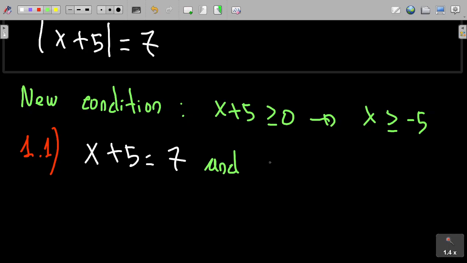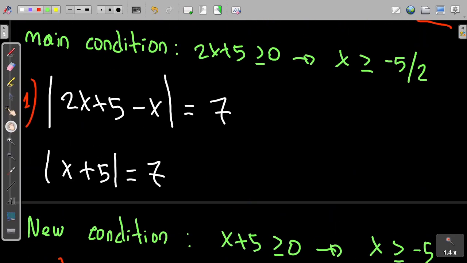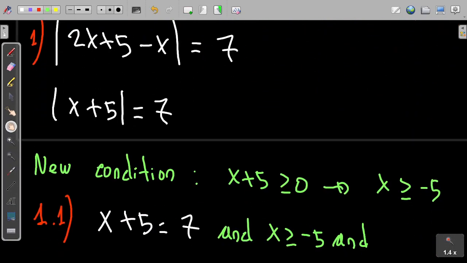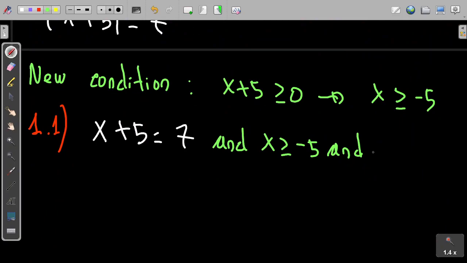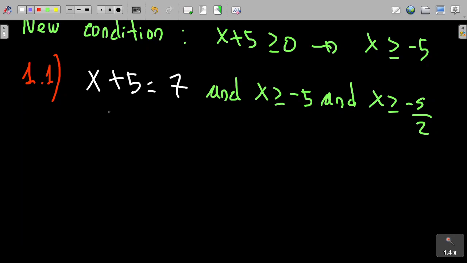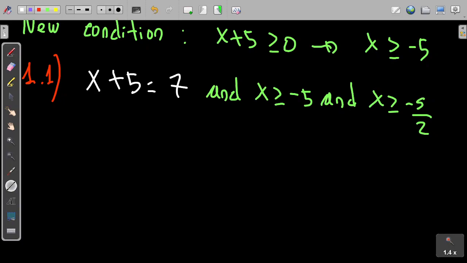We need to remember our conditions. So we have two conditions. The first condition is x bigger or equal than negative 5. And the second condition is the main condition of the equation number 1: x is bigger or equal than negative 5 over 2. So I'm going to put this here. And now we need to think about whether these conditions make sense or are a contradiction. So we can just draw a line here.